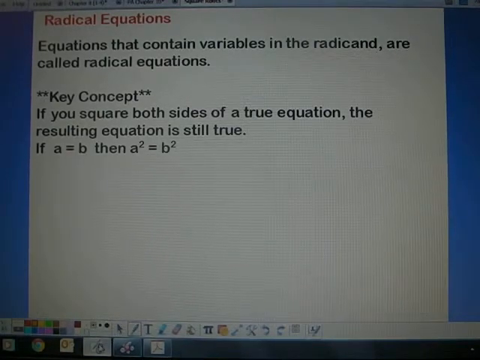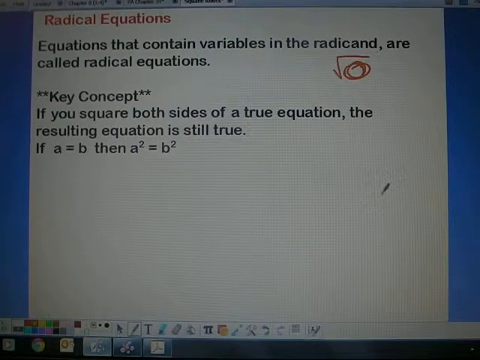Okay, so just a couple of things I want to show you before we actually get into solving anything. Radical equations are equations that contain variables in the radicand. The radicand is when you have a square root. This number inside here is called your radicand. Whenever you have a variable inside there, then it's called a radical equation. That means we're going to actually be solving for a variable and figuring out what that letter represents.